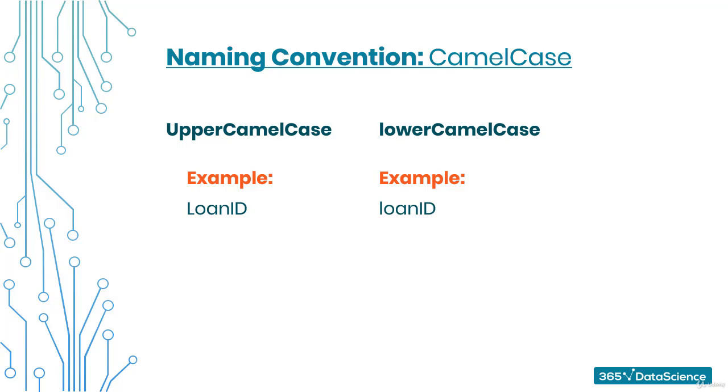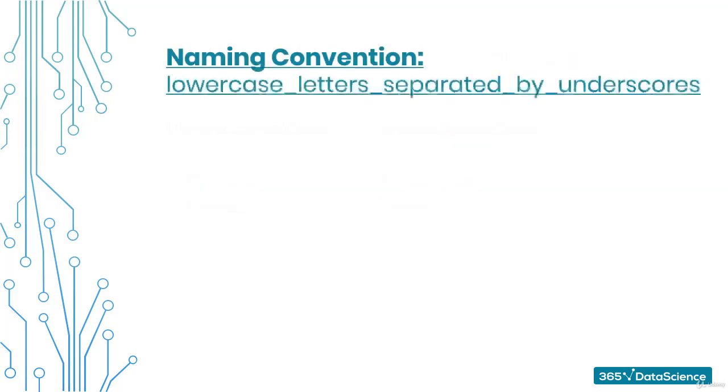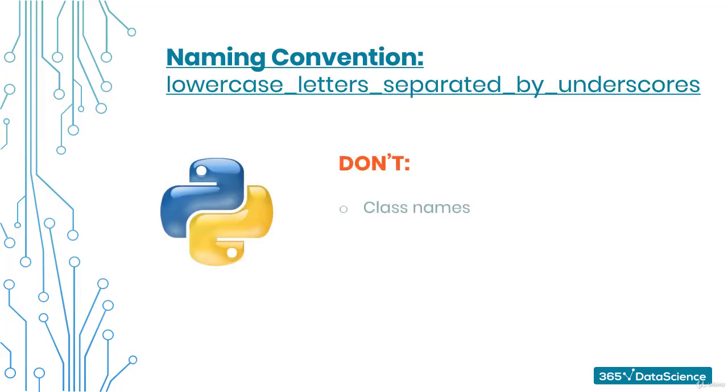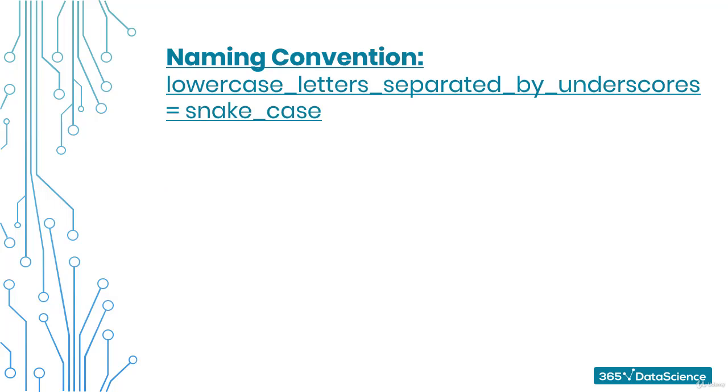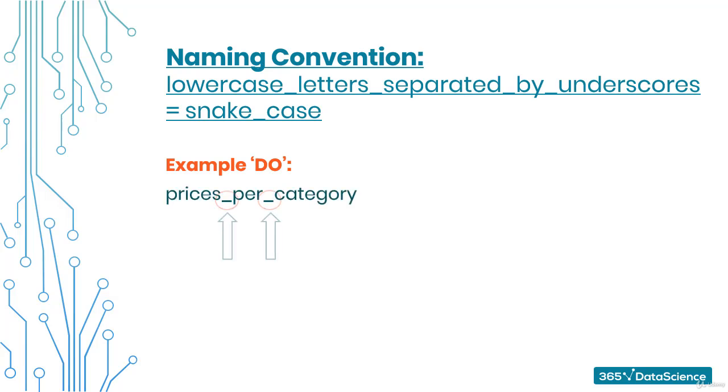Lowercase letters separated by underscores. This naming convention has been recommended by Python for names other than class names or constants. We won't need to deal with any of the latter two terms, so this naming convention will help us a great deal internally, i.e., when naming our Python functions and variables. You may hear this naming convention also as snake_case. An example that illustrates it is prices_per_category.